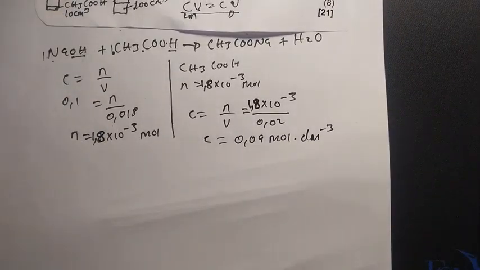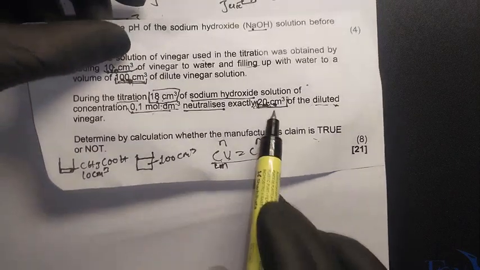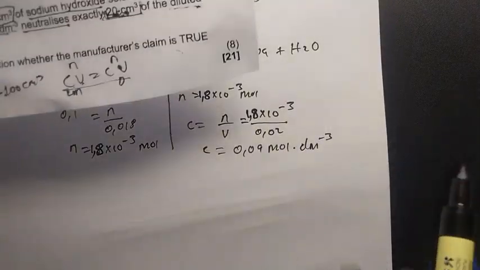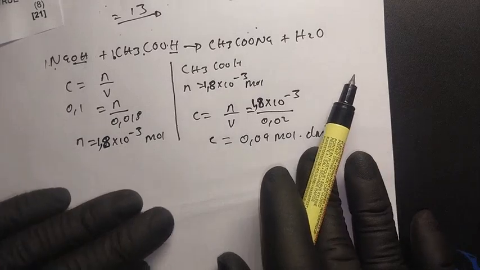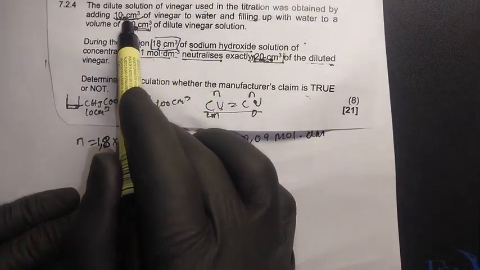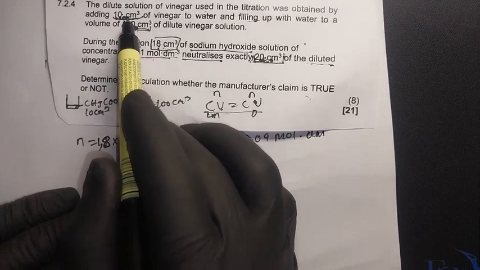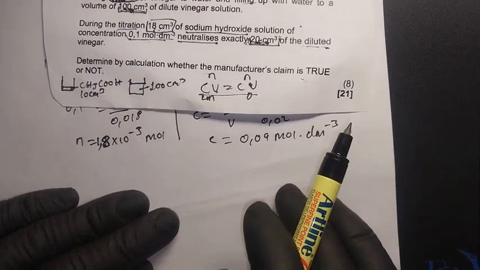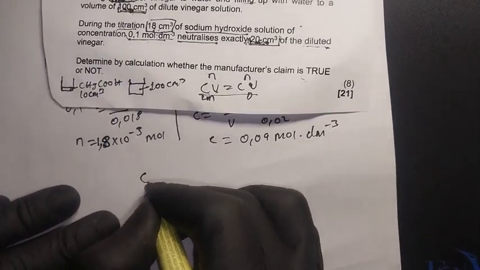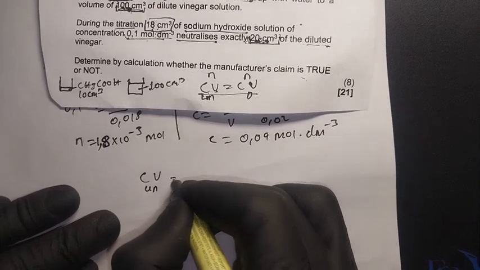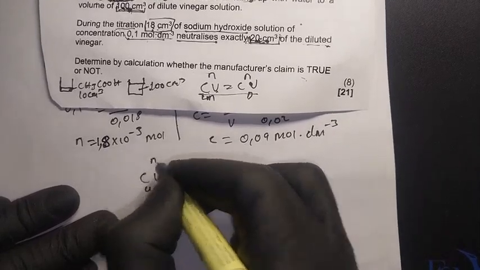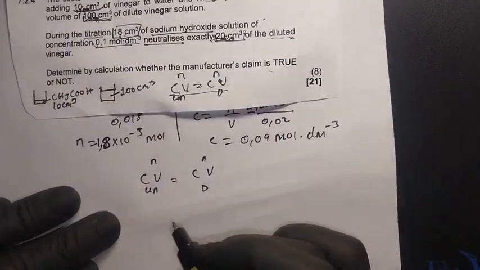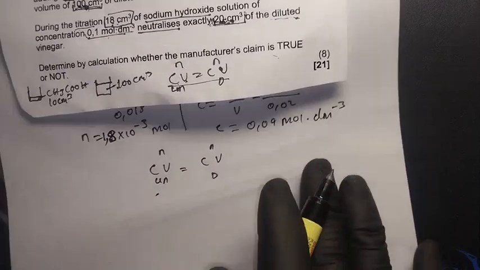Now we have the concentration of this 20 centimeter cube, but this and this are both undiluted, so the concentration is the same. Our job now is to work out the concentration of the undiluted one, because we know this one has a concentration of 0.09 mole. We use this formula: CV for undiluted is equal to CV for diluted, because the number of moles is the same. This is 100 centimeter cube, and we are looking for the concentration of the undiluted.